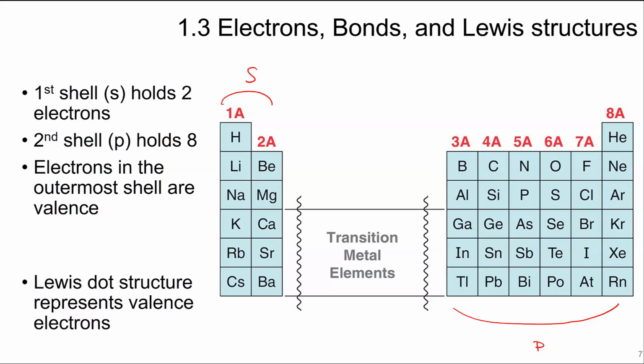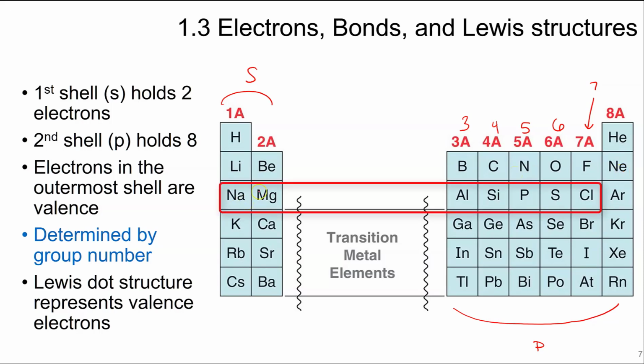Electrons that are in the outermost shell are the valence electrons, and that is determined by the group number. So for 7A, those have 7 valence electrons; 6A have 6, and so on for 5, 4, and 3. So that's the number of valence electrons. And the Lewis dot structure will represent these valence electrons. If you were drawing the Lewis dot structure for chlorine, you wouldn't include the 1s2, 2s2, 2p6. You would just have the 3s2 part of it. That is the valence electron part of it.